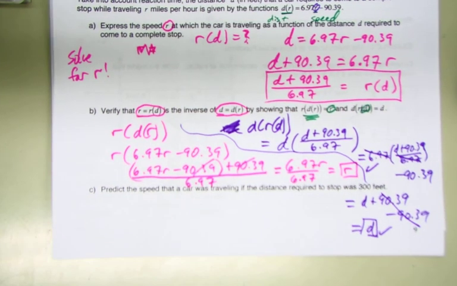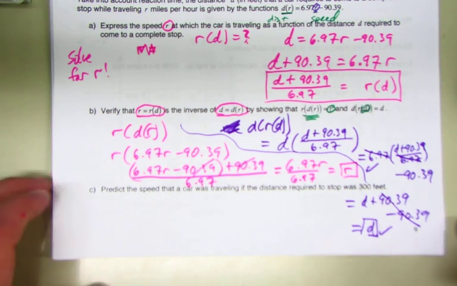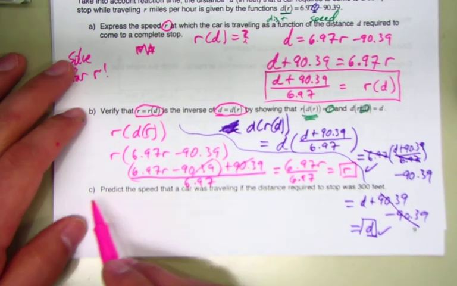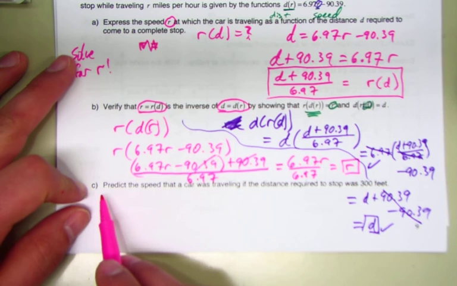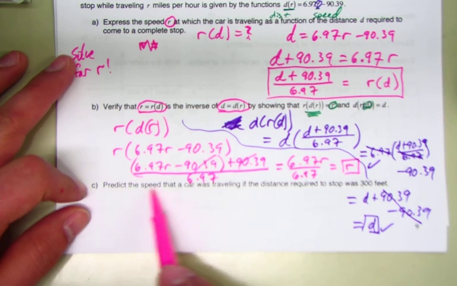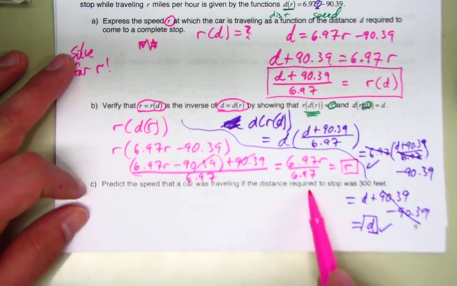Final question for the notes. I know that was kind of lengthy, I apologize, but got to get this stuff done, guys. This is a college class after all. Okay. Predict the speed that a car was traveling if the distance required to stop was 300 feet.